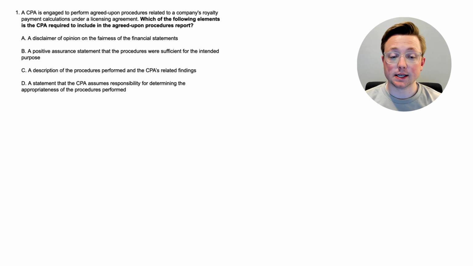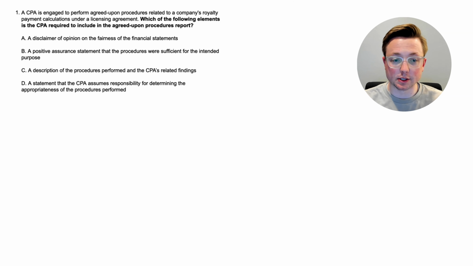Which of the following elements is the CPA required to include in the agreed upon procedures report? Okay, let's go up to the top. A CPA is engaged to perform agreed upon procedures related to a company's royalty payment calculations under a licensing agreement. Again, which of the following elements is the CPA required to include in the agreed upon procedures report?